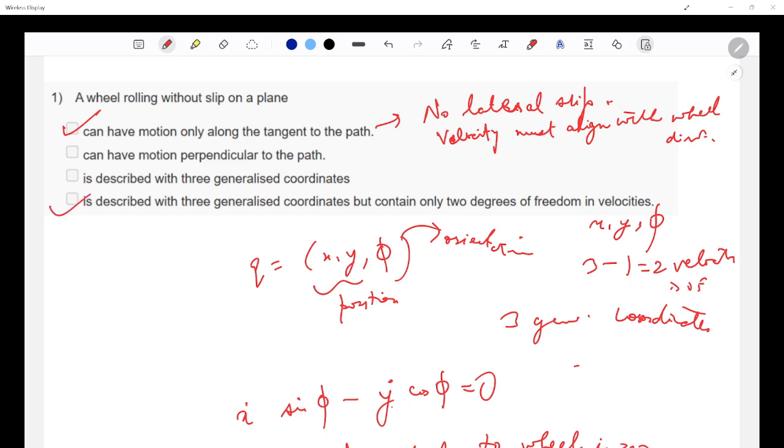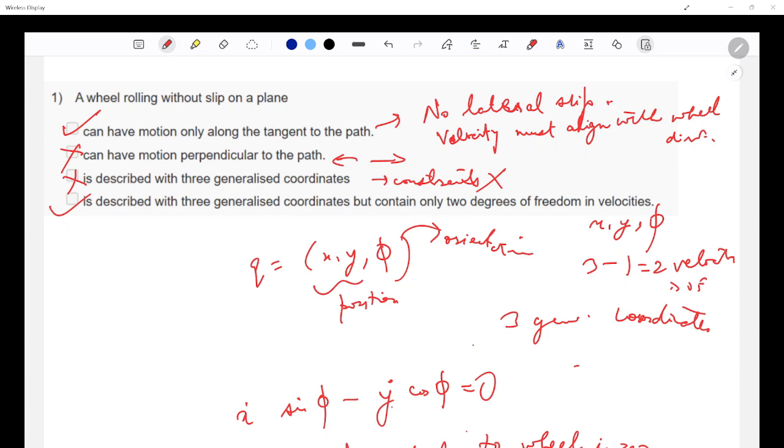The other option that we have is it can have motion perpendicular to the path. This is false because this is exactly what is forbidden. That would mean slipping sideways, right? It violates the non-holonomic constraint. So this is wrong. The third option is it is described with 3 generalized coordinates. This is incomplete, hence considered wrong. Yes, it has 3 coordinates, but the question is about motion behavior. It ignores the constraints, right? So it is not a complete description, so we are crossing it out.